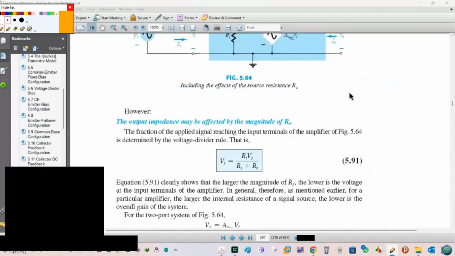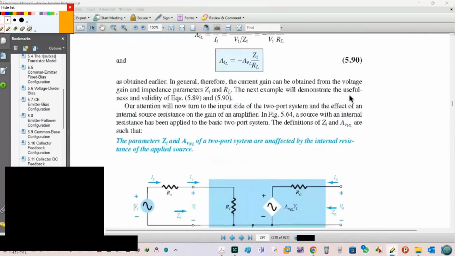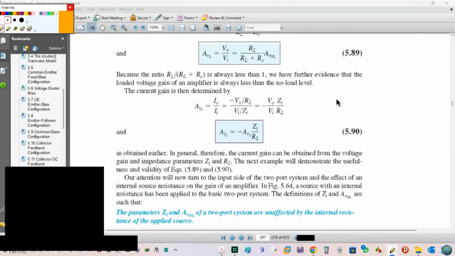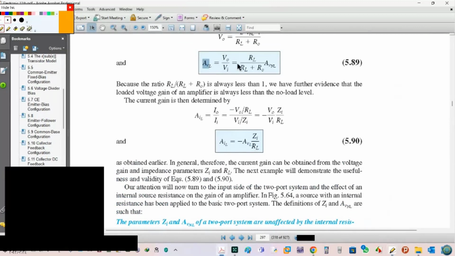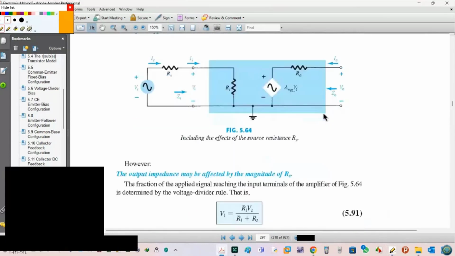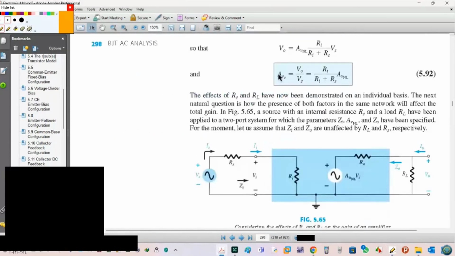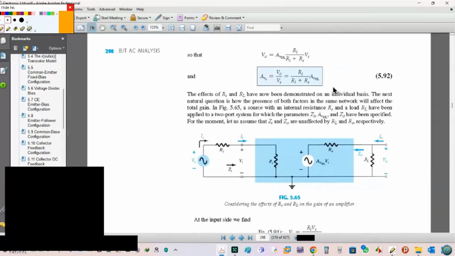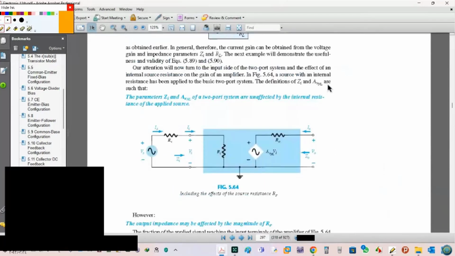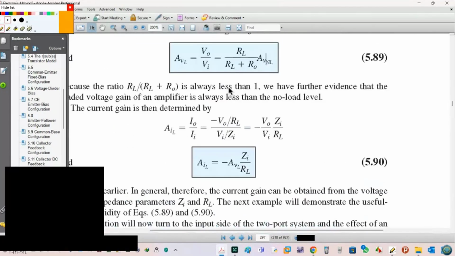Okay. Can we consider this again? What is AV no load? Let's see here. AV load is RL over RL plus RO times AV no load. This is AVL. What is AVS? Compare. AVS is RI over RI plus RS times AV no load. I will compare both. Yes, thank you so much.